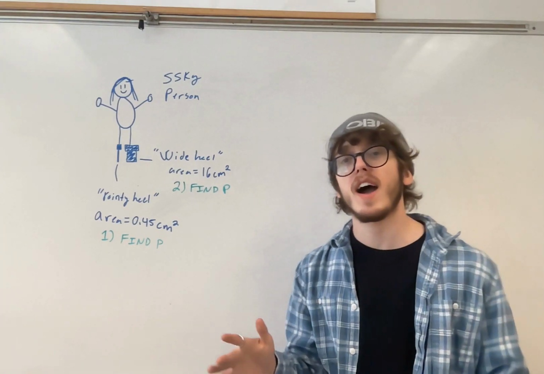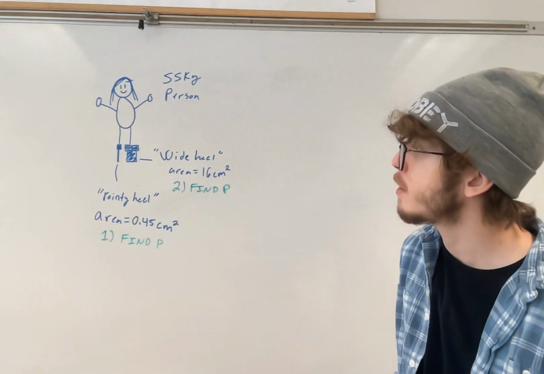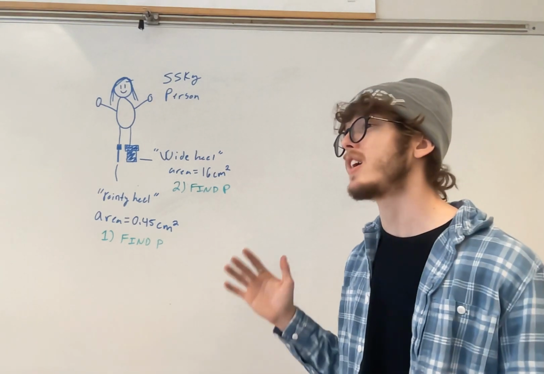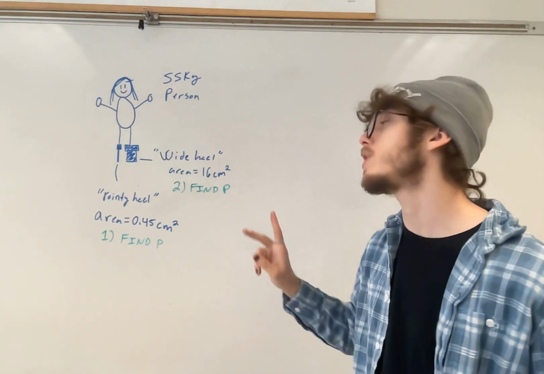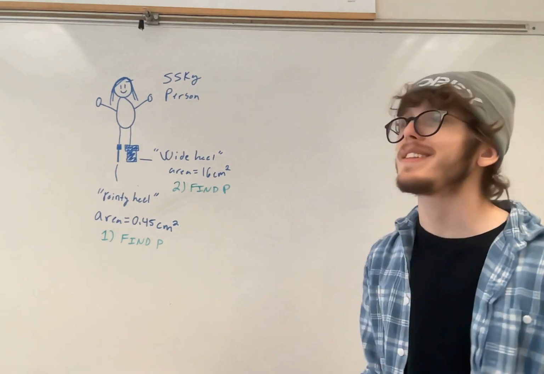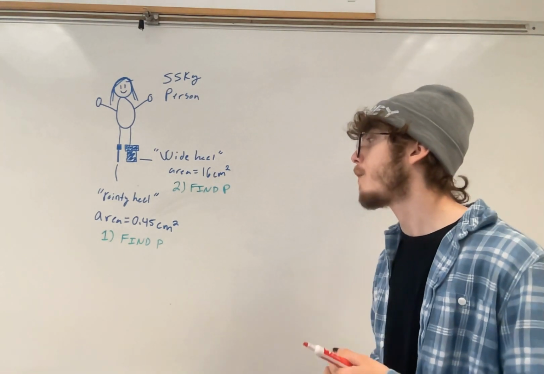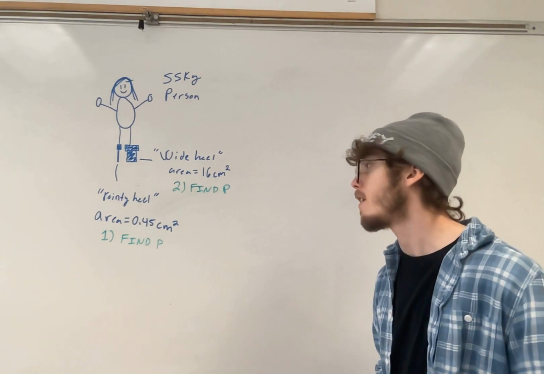So in this video, I have a wonderful physics problem where we have a 55 kilogram person wearing a mismatched set of heels. One's pointy, one's wide. We're asked, okay, what's the pressure for each, given that the wide heel is 16 square centimeters in area, while the pointy heel is 0.45 square centimeters in its area.